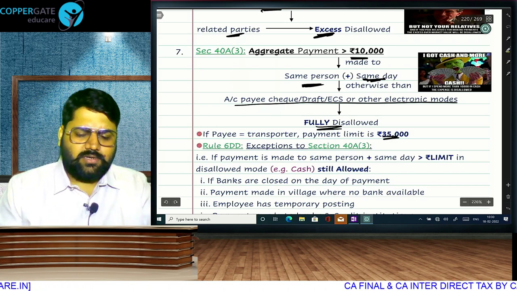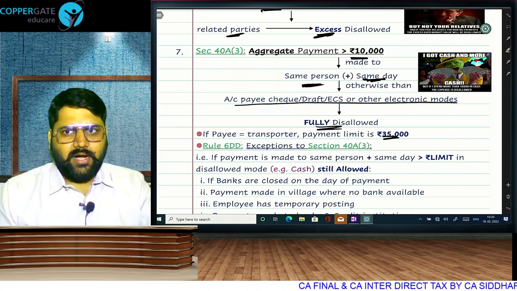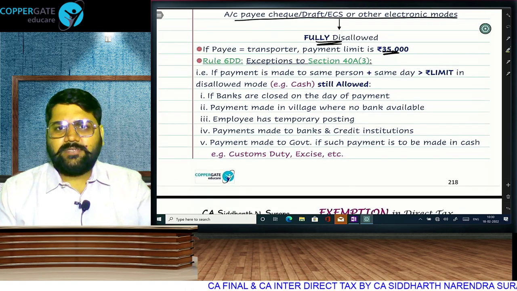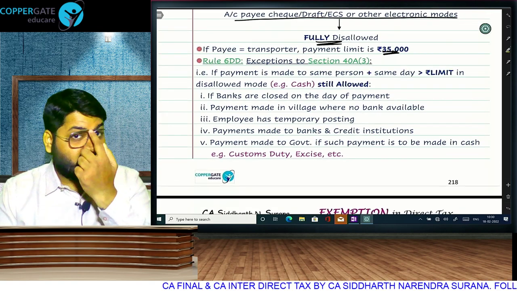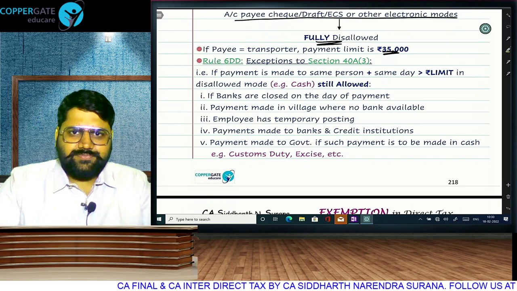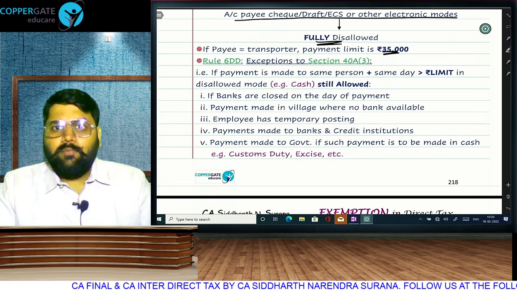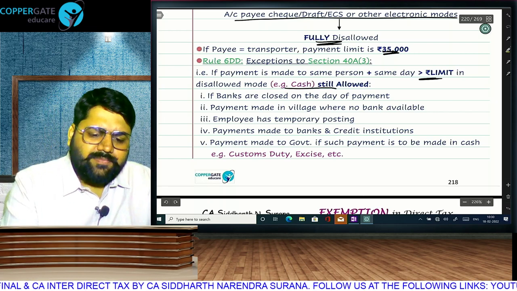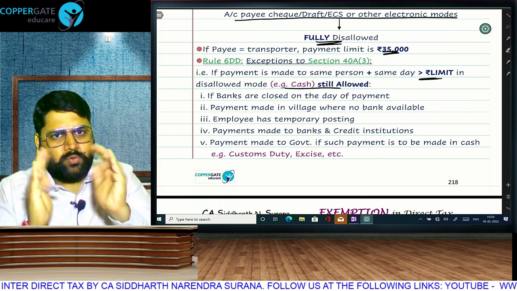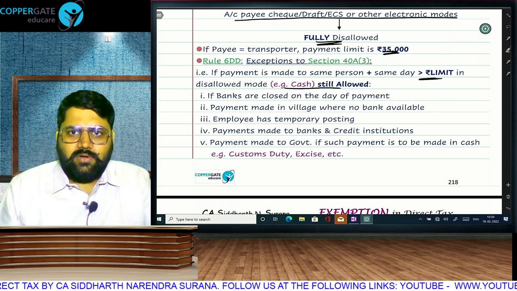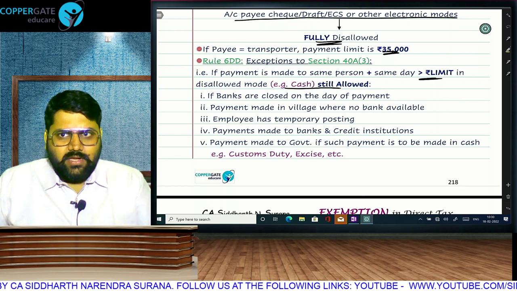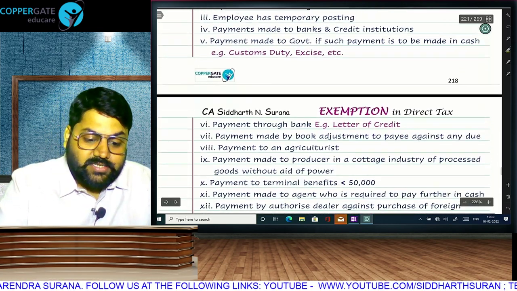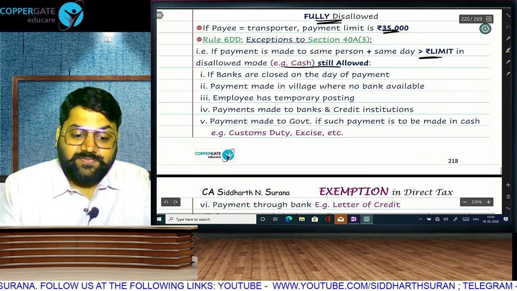But if the payee is a transporter, the limit will be increased from 10,000 to 35,000. So for a transporter, you can pay cash up to 35,000 rupees. However, there are some exceptions prescribed in Rule 6DD, exceptions to Section 40A3, where certain payments can be made above the limit, 10 or 35, whichever is applicable, and still that will be allowed even if you pay in cash. That means cases where 40A3 is not applicable. 40A3 says more than 10 or more than 35 thousand, to the same person on the same day in cash, is disallowed. But in these cases, that disallowance will not apply. In other words, these are cases where the expense will be allowed.